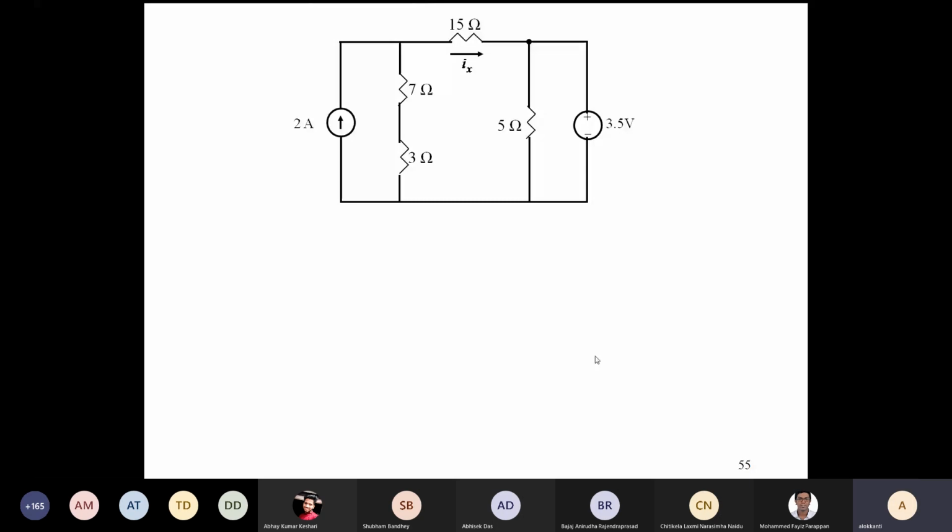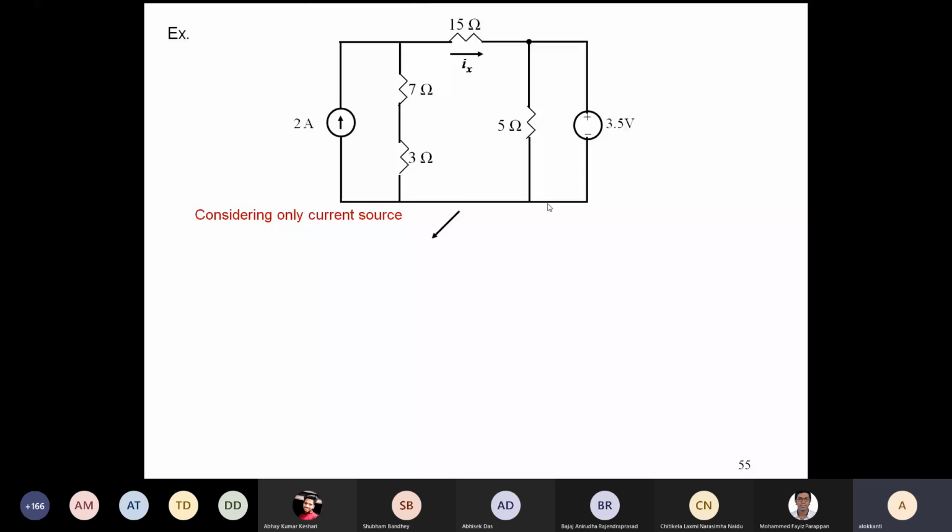So what will you do? You will consider how many sources are there? 2 sources. So the left side is the current source, right side is the voltage source. Suppose you consider only the current source. If you consider only the current source, what will be your circuit? This part will be there, and the voltage source will be short circuited.